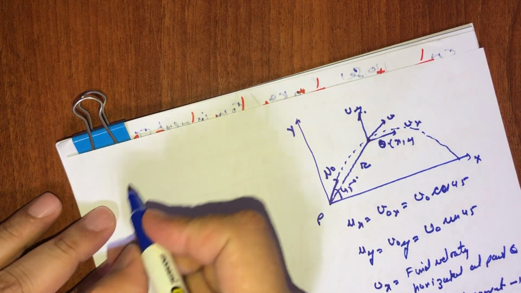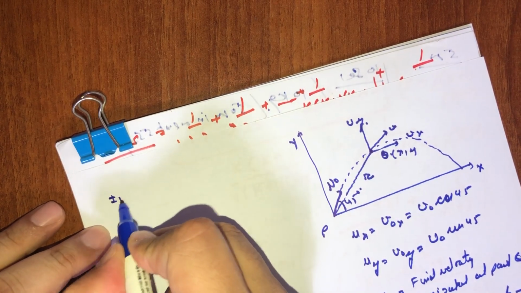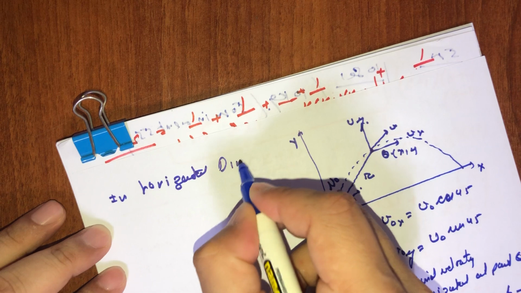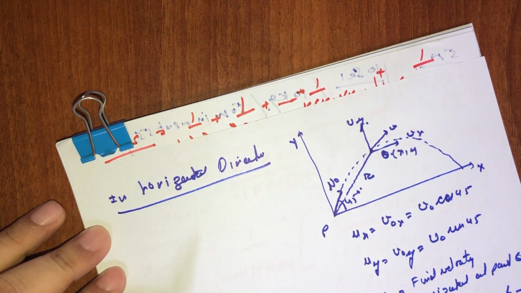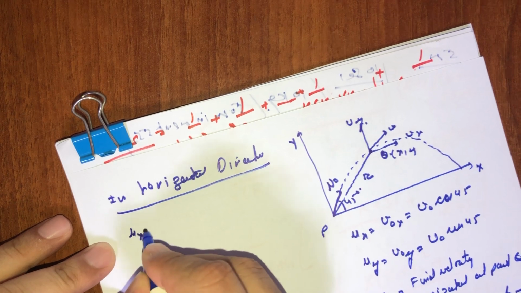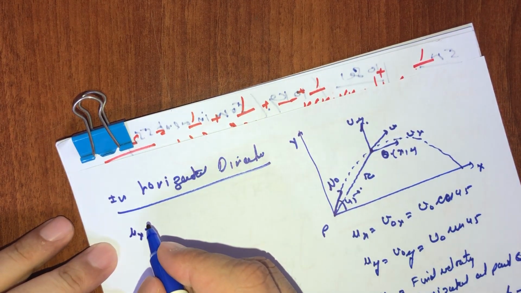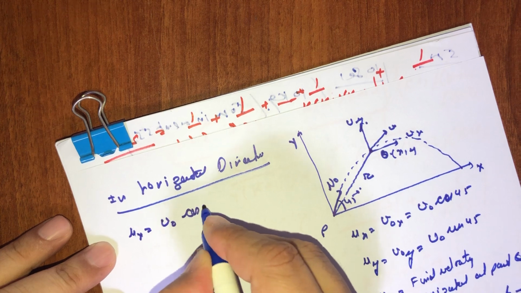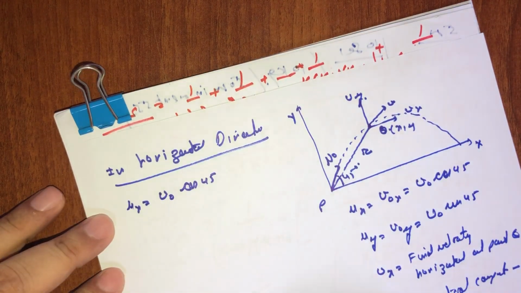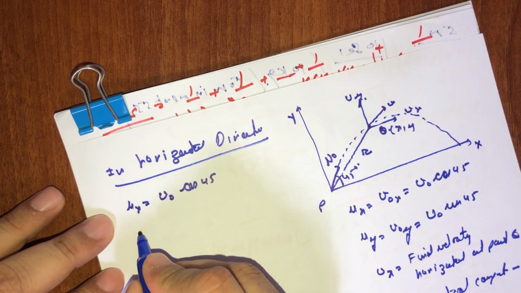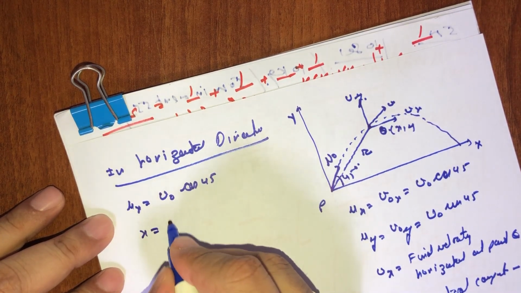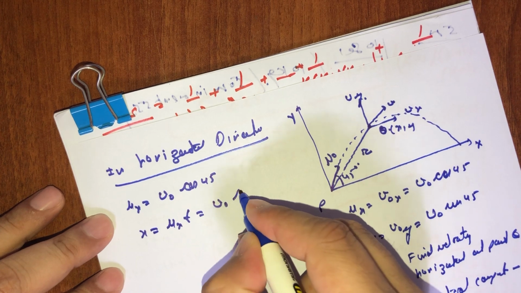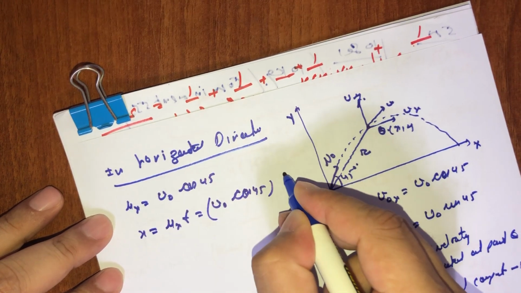So in horizontal direction, ux is equal to v0 cos 45, we already mentioned it, and distance traveled, if it is x, will be equal to ux multiplied by time t, and this will be equal to v0 cos 45 t.